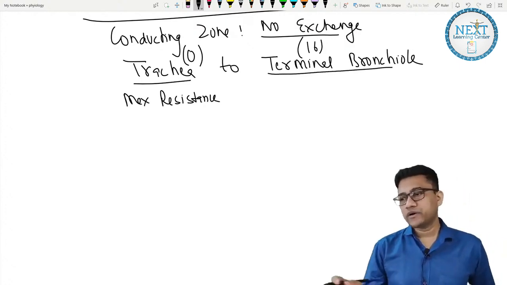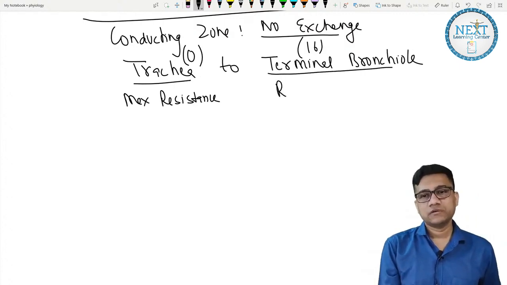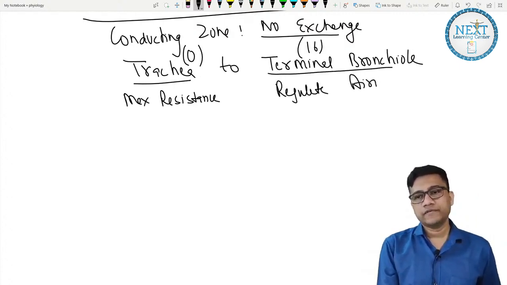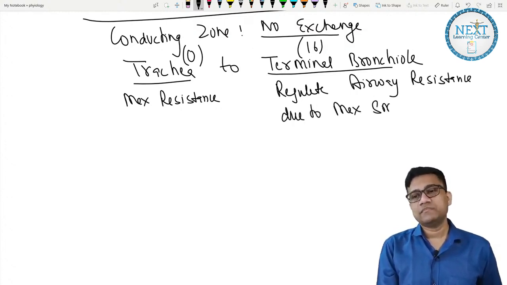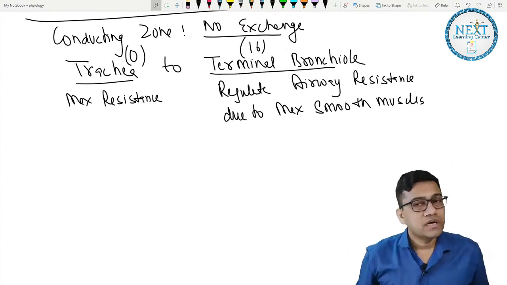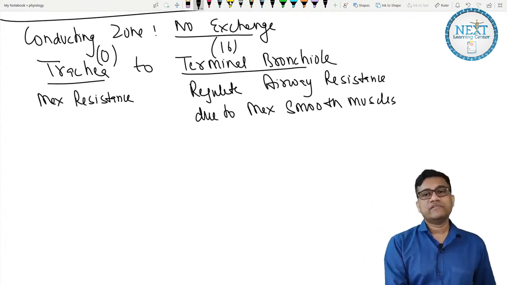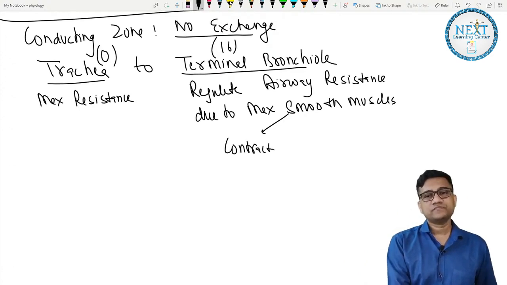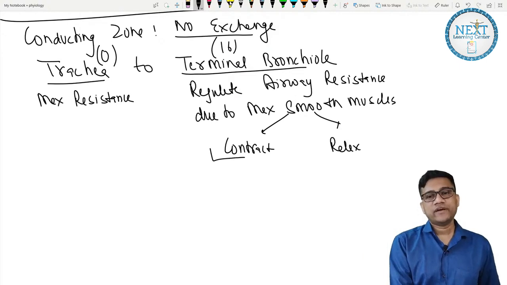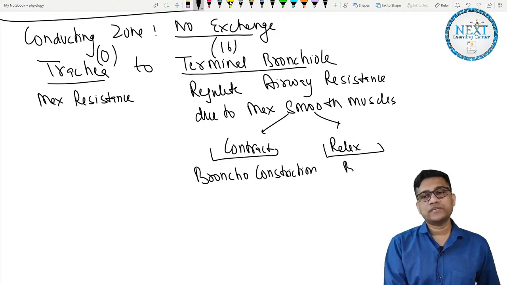And terminal bronchiole is what? Terminal bronchiole regulates airway resistance. How? Due to maximum smooth muscles. So what contains the highest smooth muscle? Terminal bronchiole. So if they contract, they squeeze the lumen and less air will go. If they relax, more. So they can contract or they can relax. If they contract, that is called as bronchoconstriction. And if they relax, that is bronchodilation.